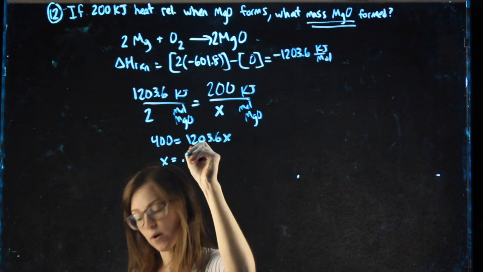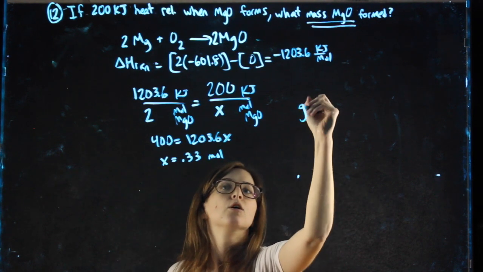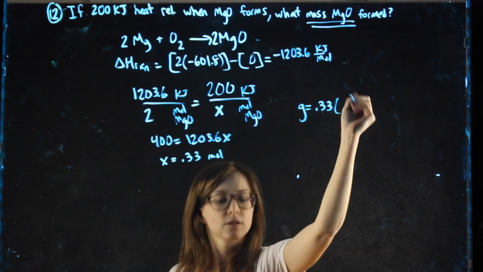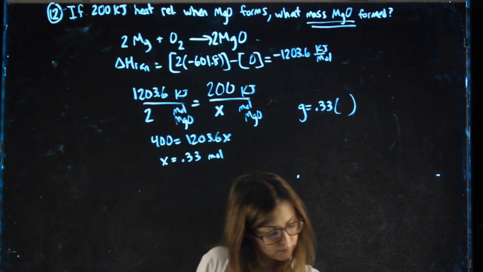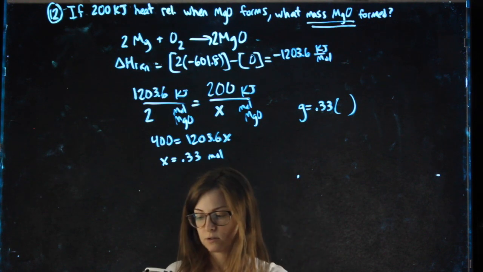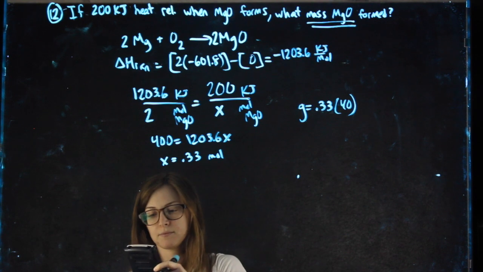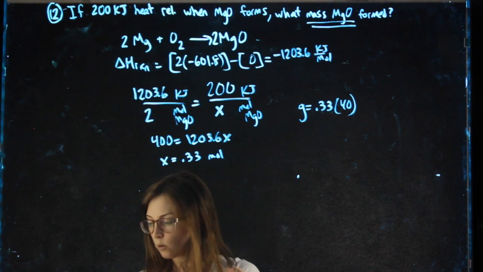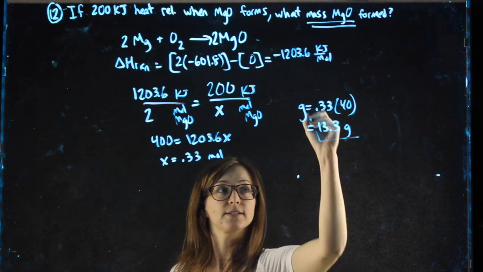For X, we get 0.33, and that's my moles of magnesium oxide. Grams equals moles times the molecular weight. Molecular weight is 40 times that 0.33. We get 13.29, or 13.3 grams.